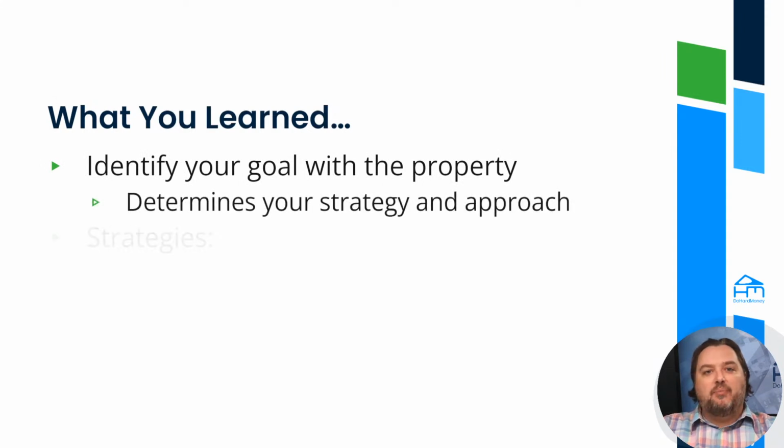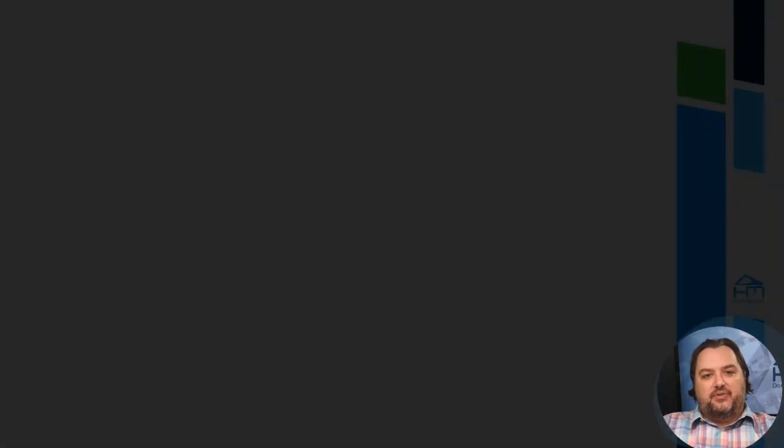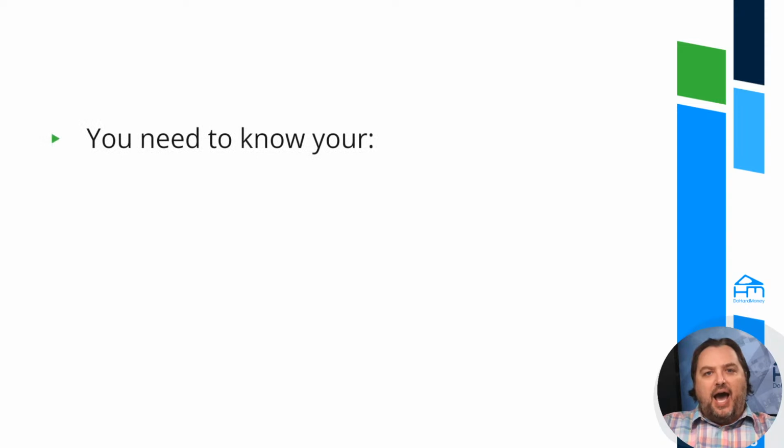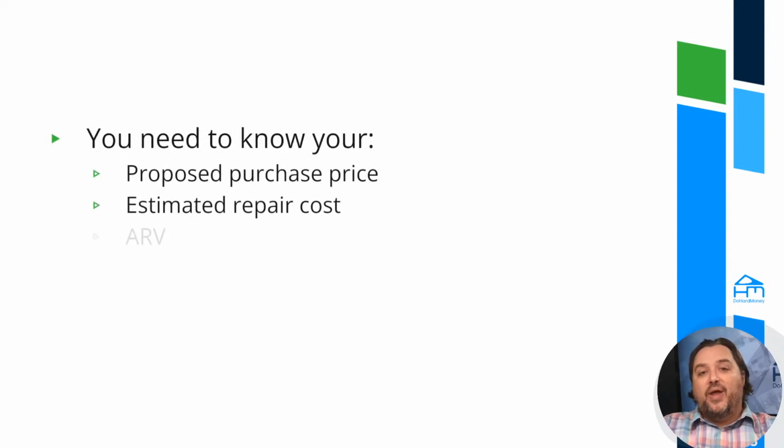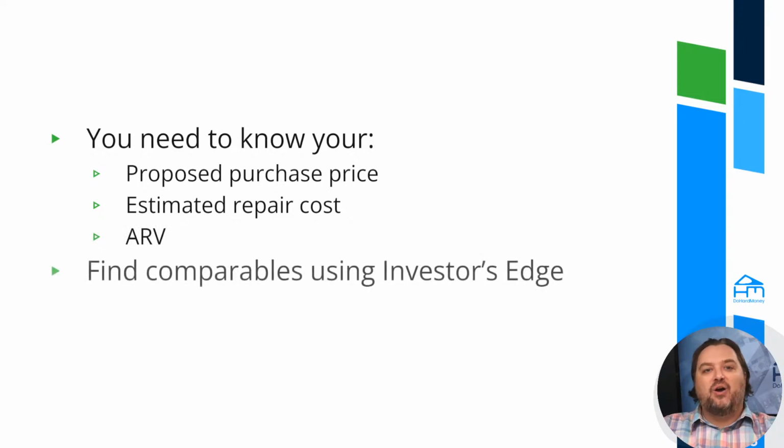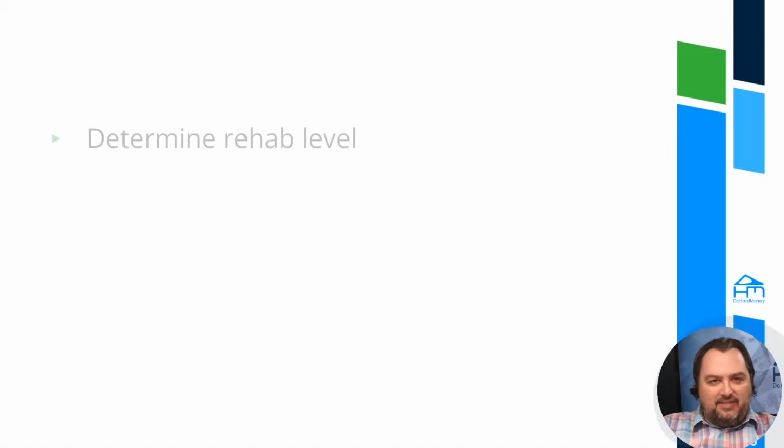Identify your goals with the property. We went through those strategies. What you need to know is your proposed purchase price, your rehab cost, your after repaired value, and you're going to find comparables using Investor's Edge to make that. You want to use the lower of the shoulder actives.